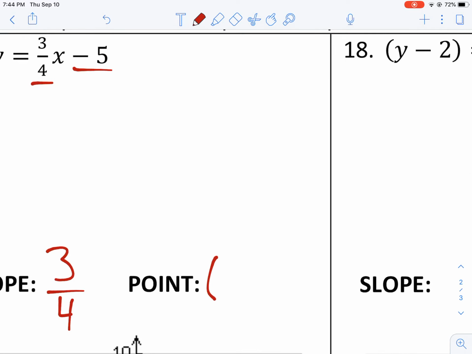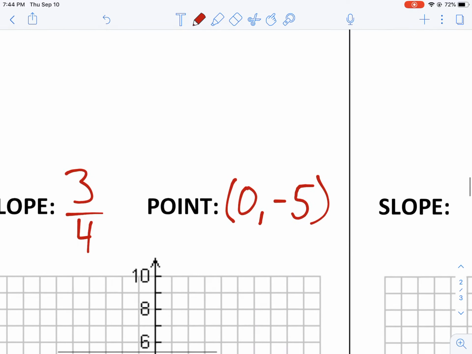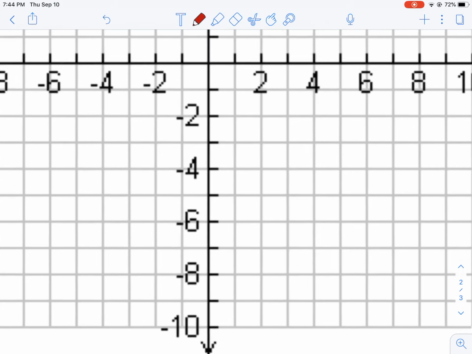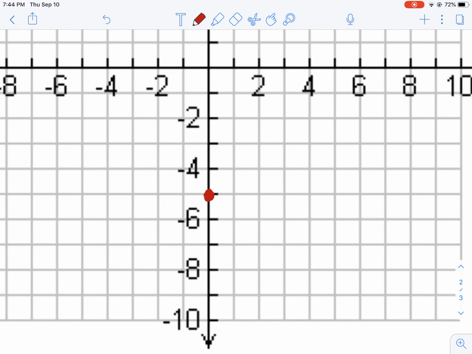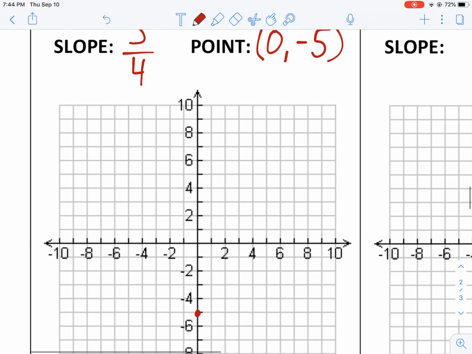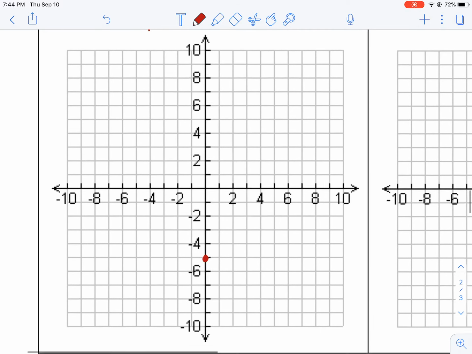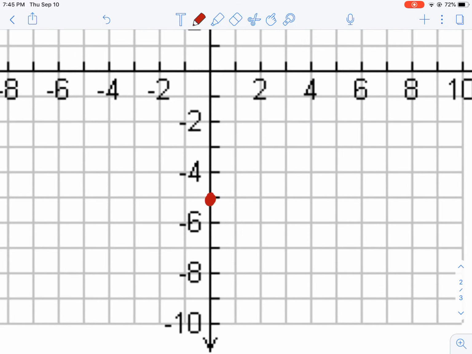Our point is our y-intercept. If you remember how to write the y-intercept, it's always 0, comma, whatever the y-intercept is. So in this case, -5. We always start at our point, so we're going to start with a dot at -5. Then we're going to count off our slope. Our slope is 3/4, so that's rise over run. We're going to go up 3/4.